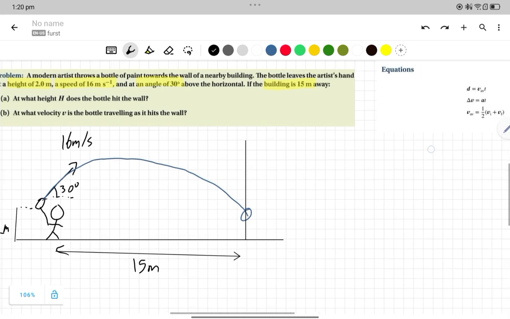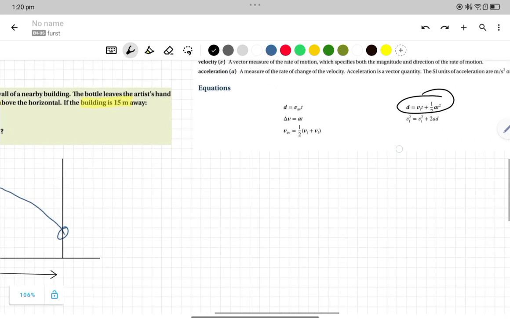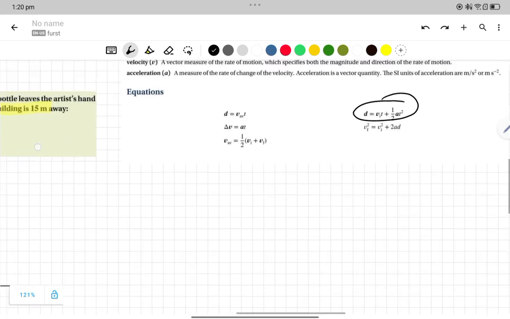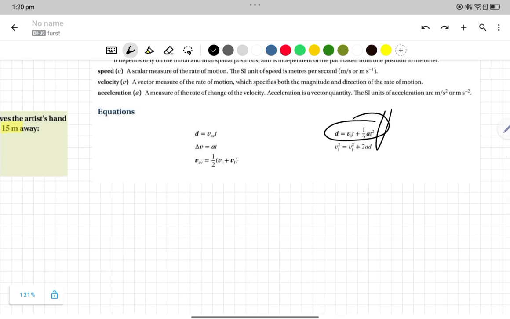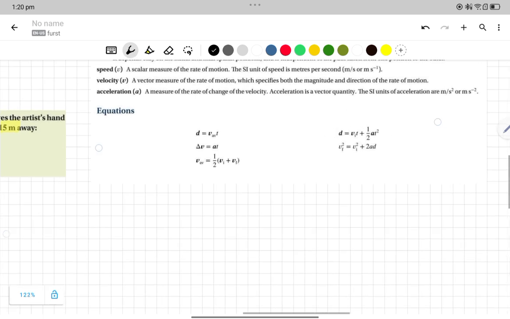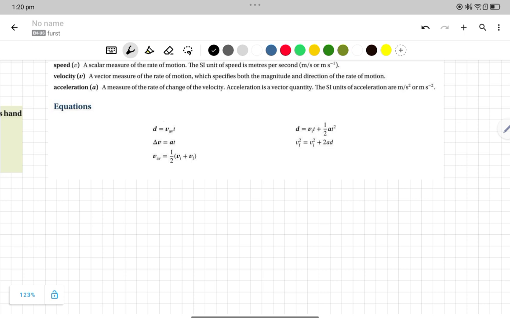Alright, let's look at our equations. So we're looking for the height it hit the wall at. We definitely need D, right? So we're thinking of which equation we want to use. If we use this one here, this D, we're looking for the vertical height. D equals the average velocity times time. What's the average velocity? You need the initial velocity, which we have, and the final velocity. We don't really have that, and we don't have the time either. So that's bad. And how about this one?